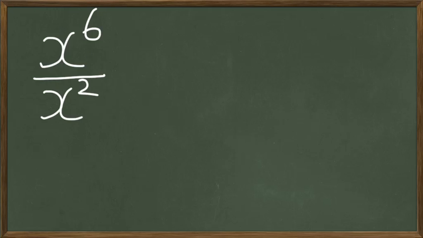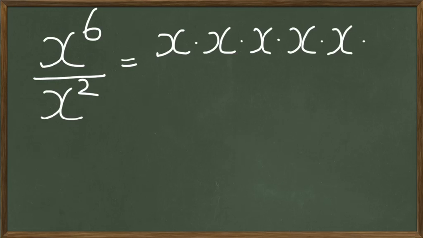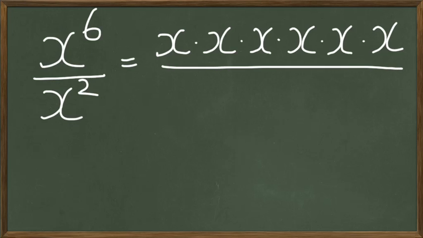Okay, on to the next slide. In the previous session you would have noticed that we did multiplication of index expressions. This time we're going to do division. Now, you can actually do this the long method. You could go x times x times x times x times x times x, divided by x times x.